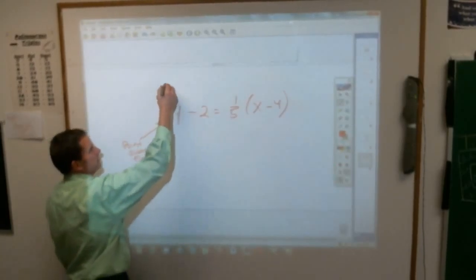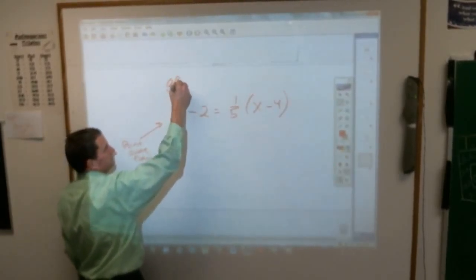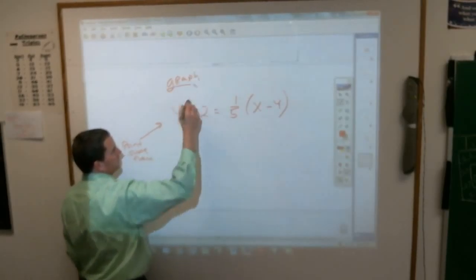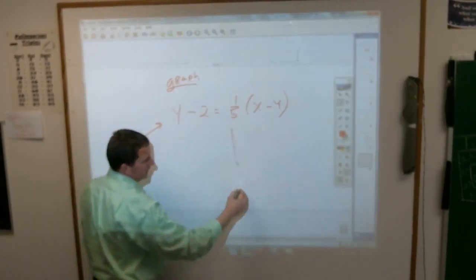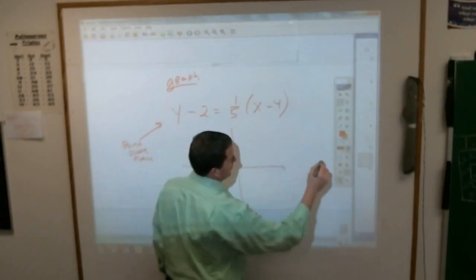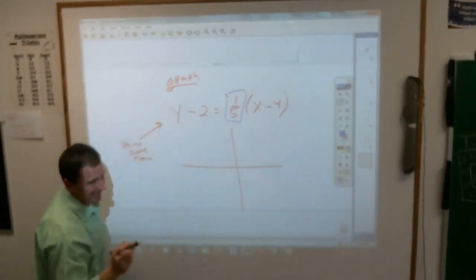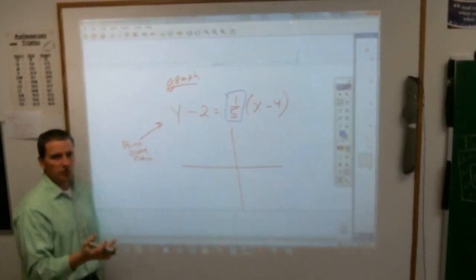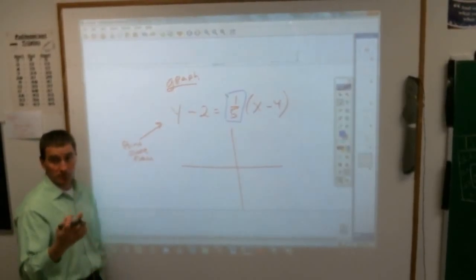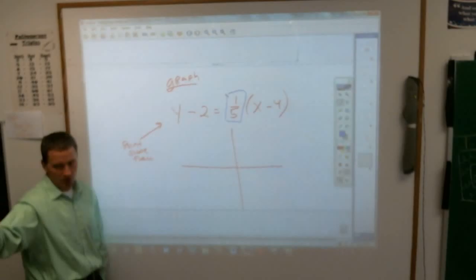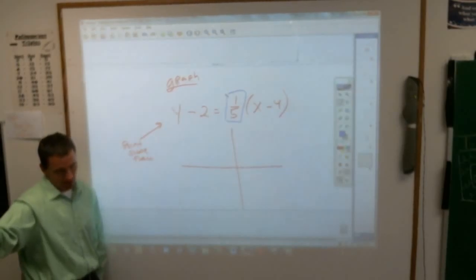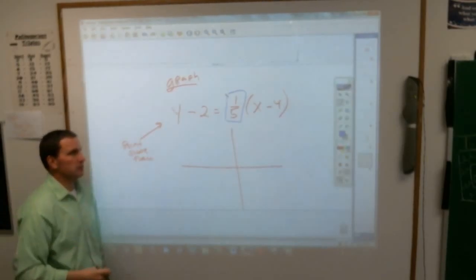And if you're asked to graph this, children, it should be easy. Why? Because you are given both the slope and a point. Once you have the point, you can graph it because you just plot the point and go with the slope off. Okay, I know the slope is 1/5.